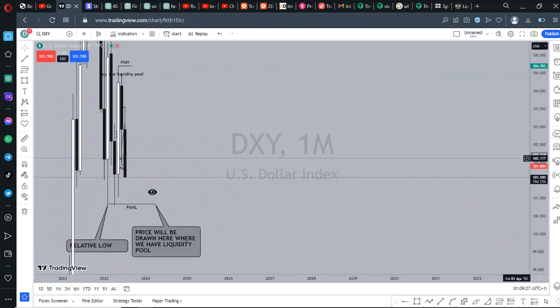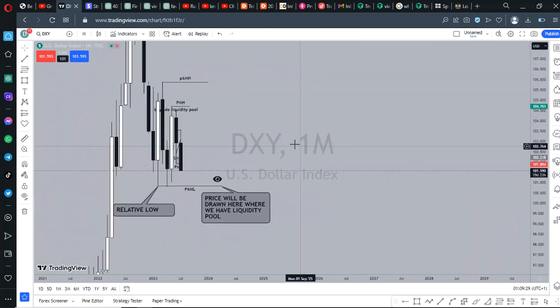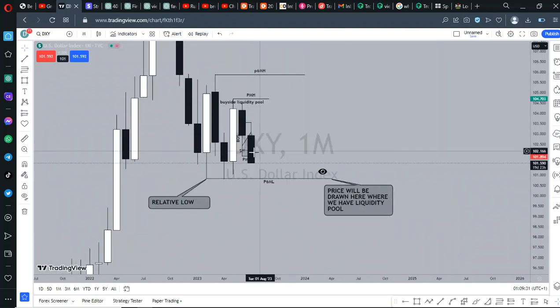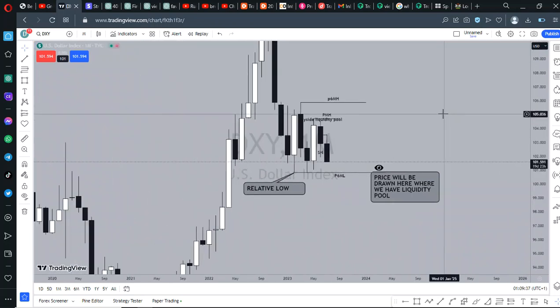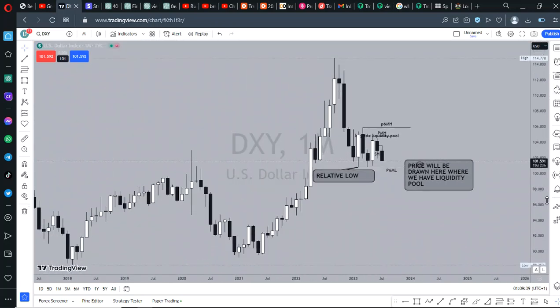So this is what I posted right here, and I said we have relative lows, price should be drawn to that low, and let me click this. So let's do the algorithm range, right?